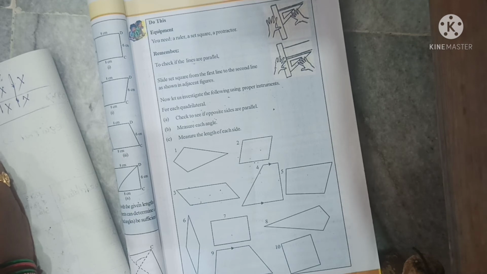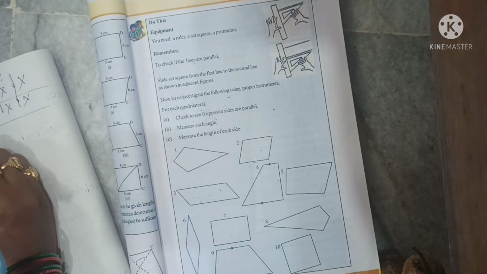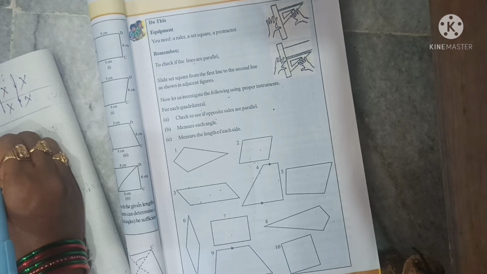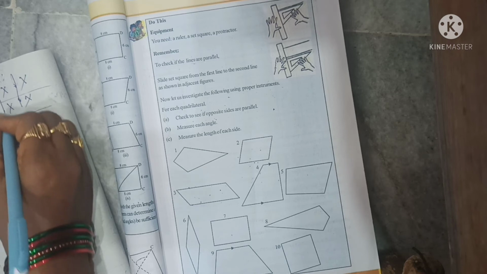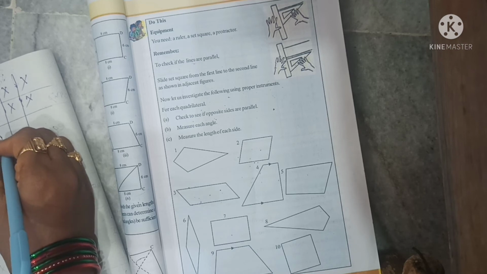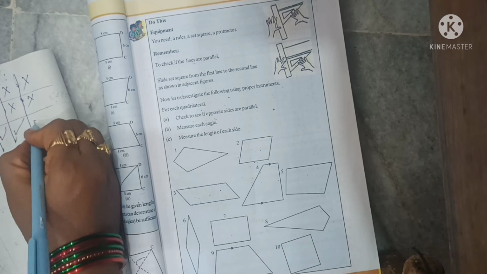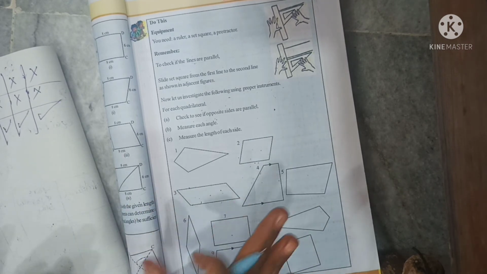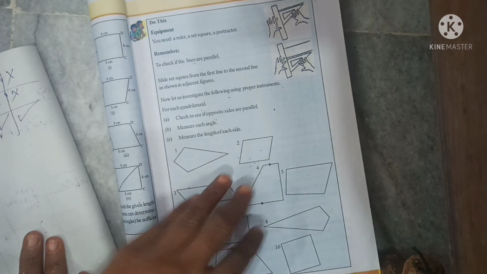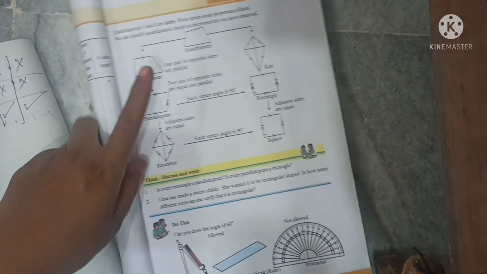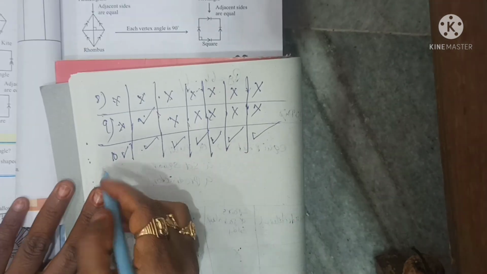Last, tenth picture you observed. What is that? First one, two pairs of parallel sides is there? Yes. One pair of parallel side is there? Yes. Next one, four right angles is there? Yes. Next, two pairs of opposite sides are equal? Yes. Opposite angles equal? Adjacent sides are equal? Four sides are also equal. Okay, these are 10 pictures, you have to complete the table. Yes, next question.